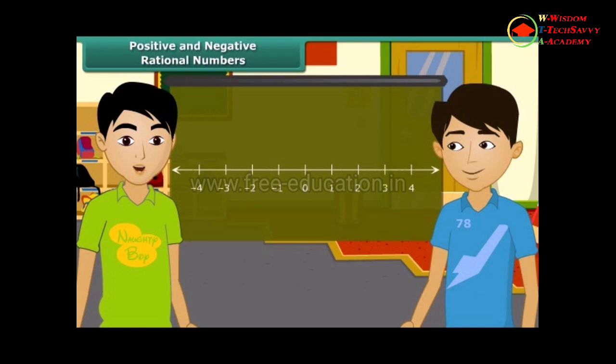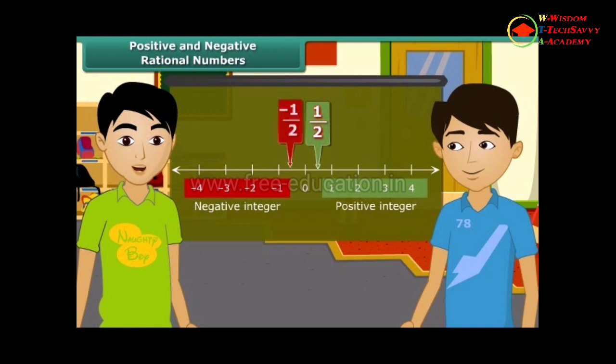How do we represent a rational number on a number line? Look at this number line. Points on right side of 0 are called positive integers, and points on the left side of 0 are called negative integers. Let's mark 1/2 on this line. 1/2 will lie in between 1 and 0, and -1/2 will lie in between 0 and -1.